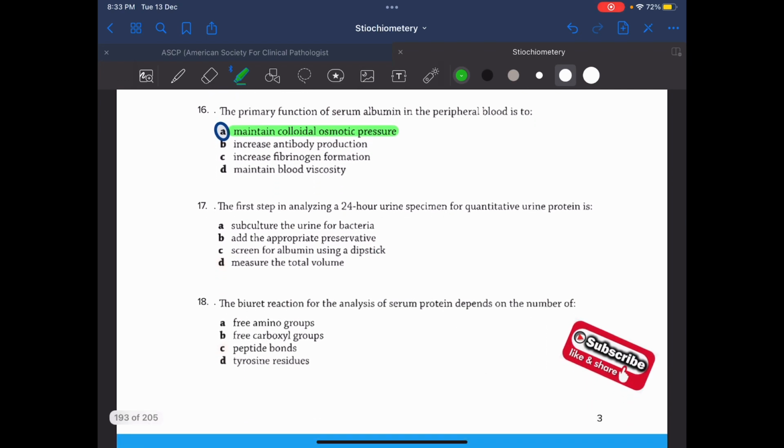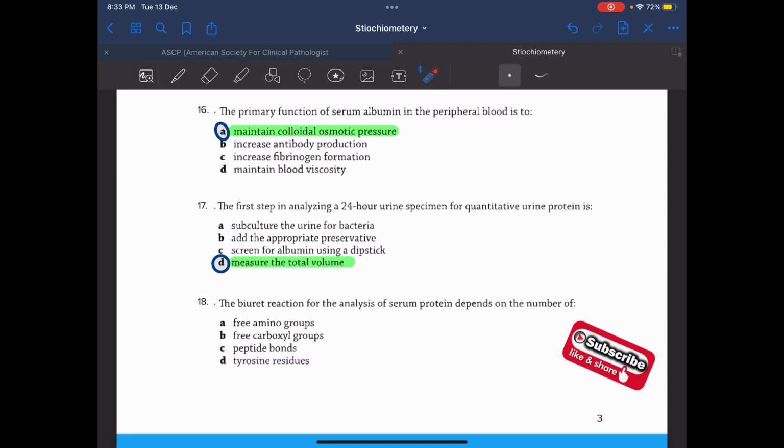Question number 17. The first step in analyzing a 24-hour urine specimen for quantitative urine protein is to subculture the urine for bacteria, add the appropriate preservative, screen for albumin using a dipstick, or measure the total volume. The correct answer is D, measure the total volume.